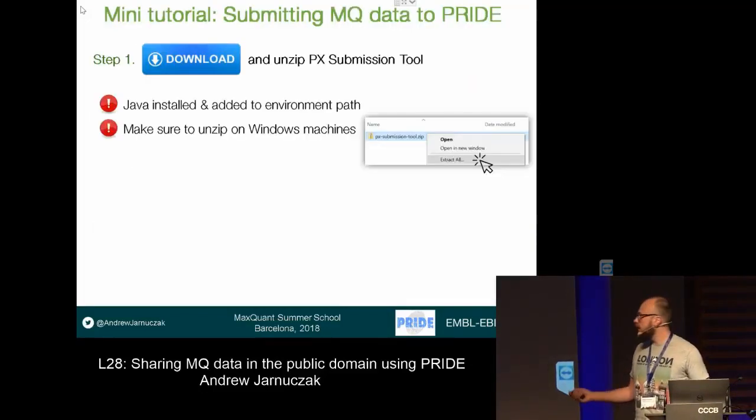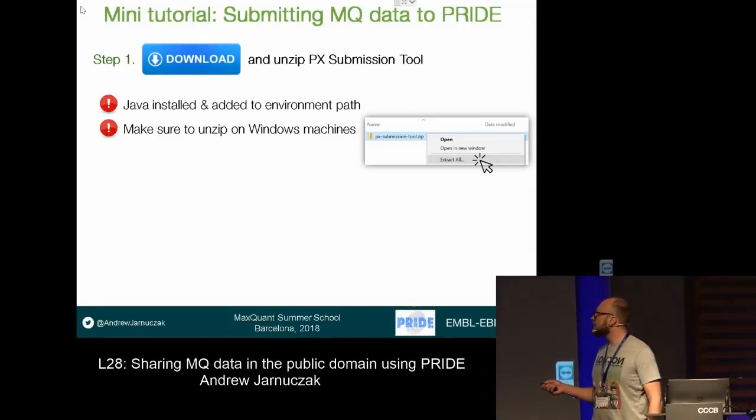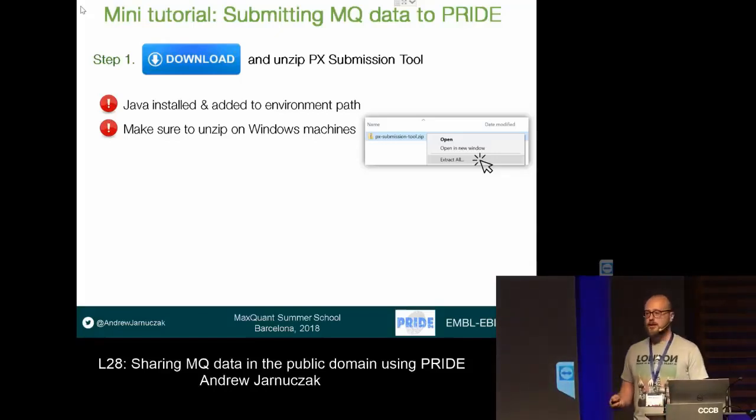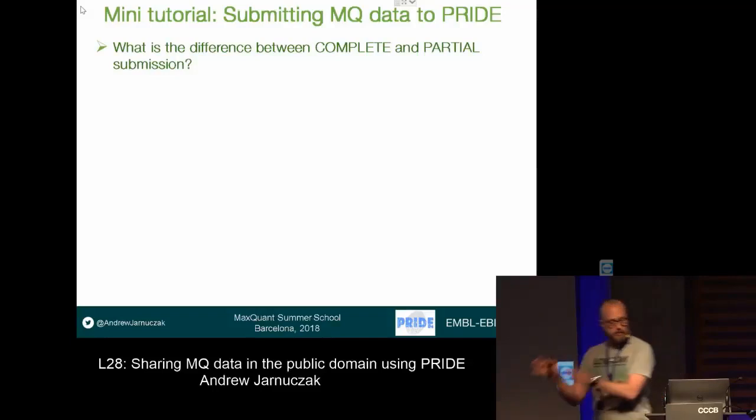Okay, so first, as I said, it's a simple download. You download, you get the zip file. You just have to make sure you have Java installed and that it is added to your environment path. And like with MaxQuant, you just unzip it and double-click on it, and then there you are. And now you are ready to submit your data.